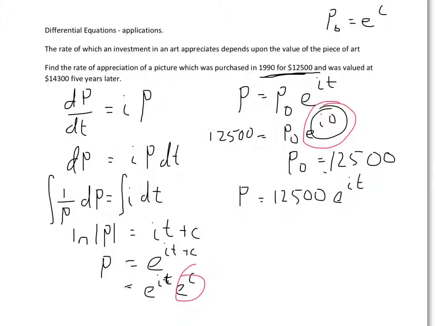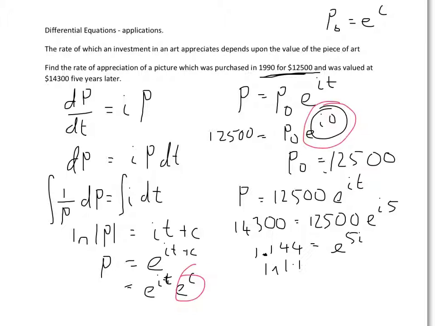Okay, we want to know I. Okay, so we've been told that 5 years later, so when t equals 5, the price is 14300. So all I'm going to do is e to the I times 5, so the 5I. So I divide these two, so I end up getting 1.144 equals e to the 5I. So I've just divided through by 12,500. That means if I take natural logs of both sides, natural log of 1.144 is equal to 5I.